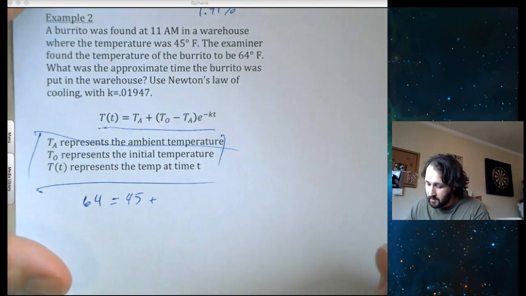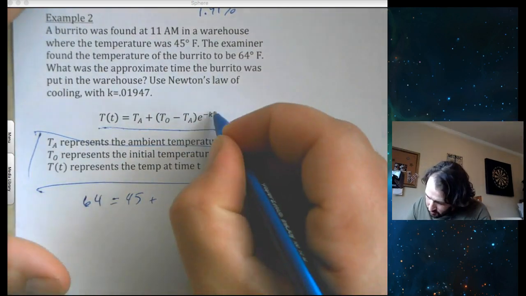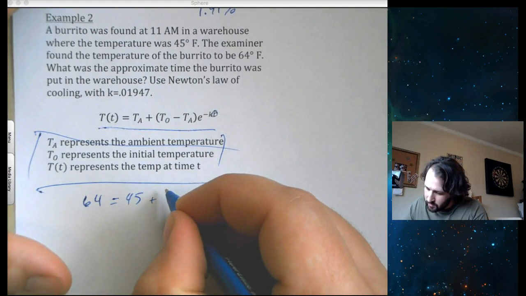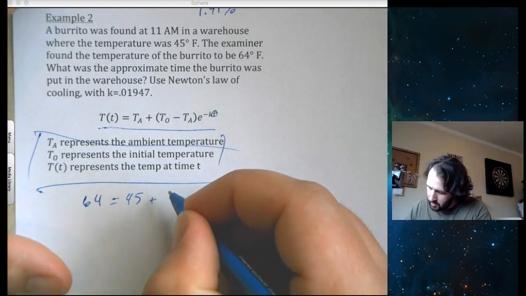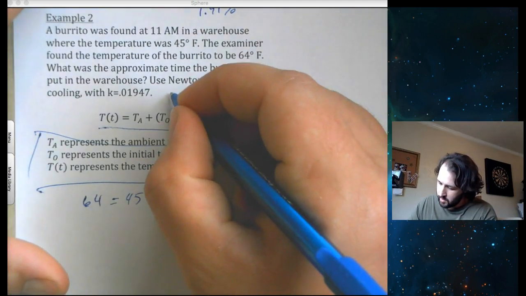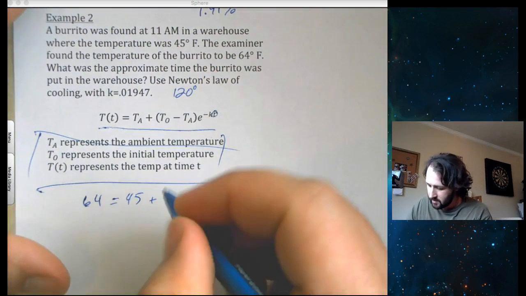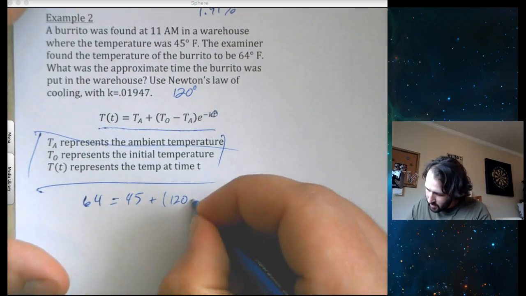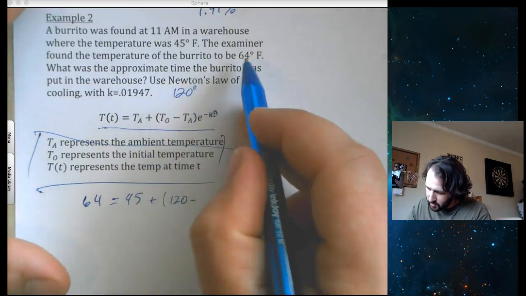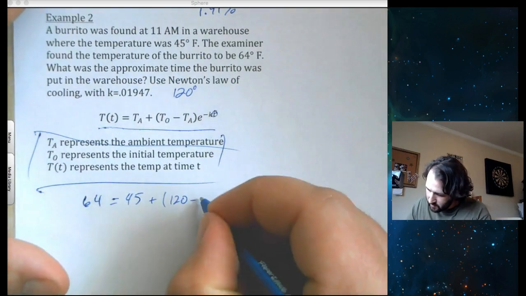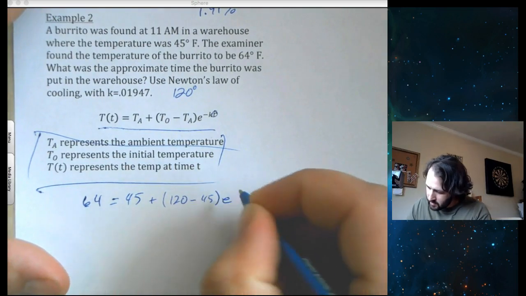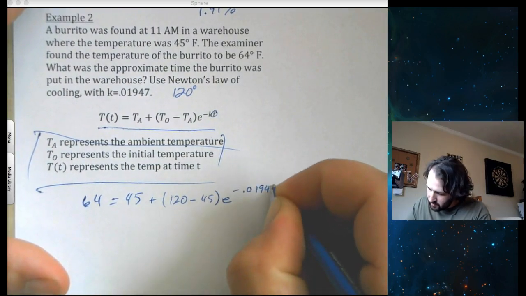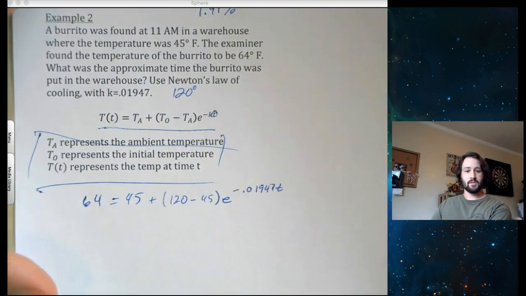What was the approximate time? So I don't know t. That's what I'm going to be looking for. T naught was the initial temperature. I didn't write it in the problem, I'm sorry. Let's say that burrito came out hot and steamy at 120 degrees Fahrenheit. It's going to burn your mouth. So 120 minus the ambient temperature, which was 45, e to the negative k, which is 0.01947 t. All right, so there's all of our numbers plugged in.